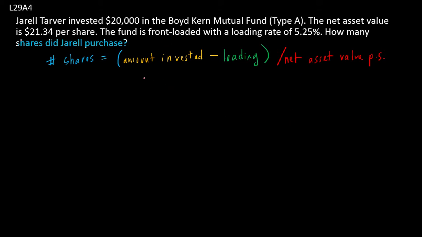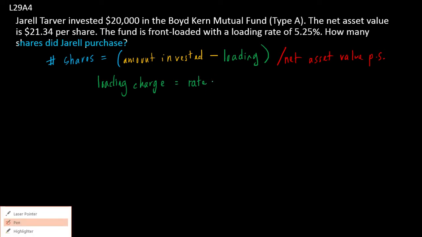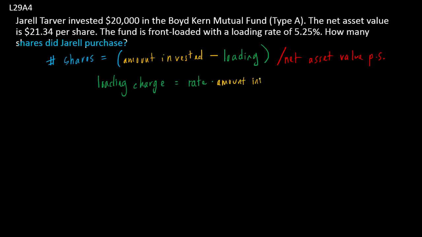Alright, so do we know the amount invested? Yes, we know that it's $20,000. Do we know the loading charge? We don't. So let's grab the loading charge equation. Our loading charge is going to be equal to our loading rate multiplied by the amount invested or the amount of sale. So either the amount invested or the amount of sale, depending on whether it's backloaded or front-loaded.